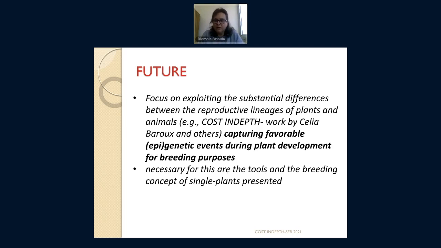Also, in the future and now, the focus is on exploiting the substantial differences between the reproductive lineages of plants and animals, and this is highly relevant to the work done by the COST InDepth, as for example the work by Celia, Baruch, and others. And we need to be able to capture favorable epigenetic events or genetic events during plant development for breeding purposes. But for this, it is necessary to work at the single plant level and under the concepts I just presented.